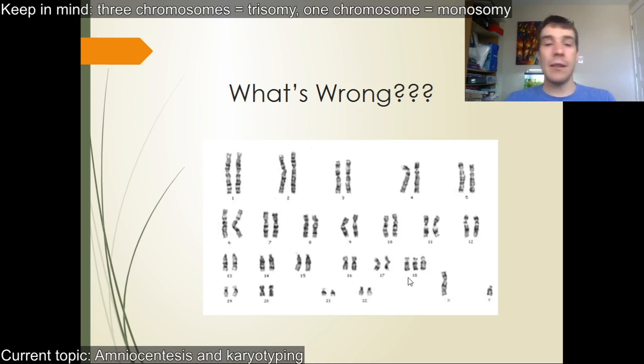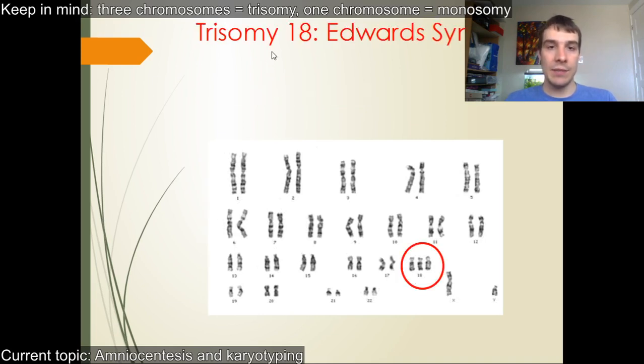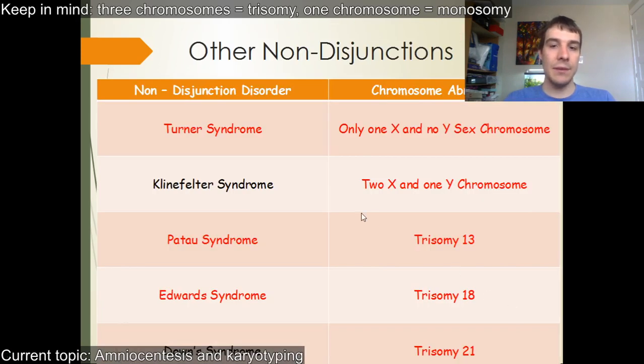So what do we call that? We call that trisomy 18. Or if you want to use an old white guy's name, it's Edwards syndrome. Again, the guy's last name was Edwards, so it's Edwards, no apostrophe, just Edwards syndrome. All right, here's a few other ones. Trisomy 13 is called Patau syndrome.